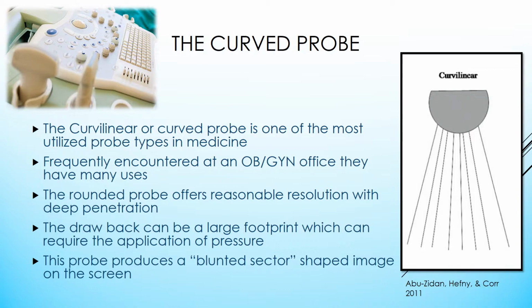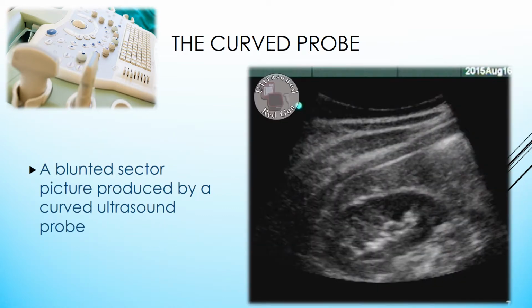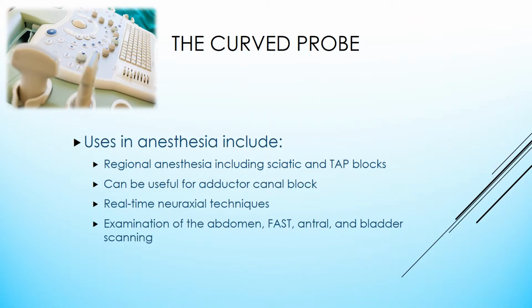This probe produces a blunt sector-shaped image on the screen. Pressure is often needed to ensure gel-skin interface. This is the blunted sector picture produced by a curved ultrasound probe.